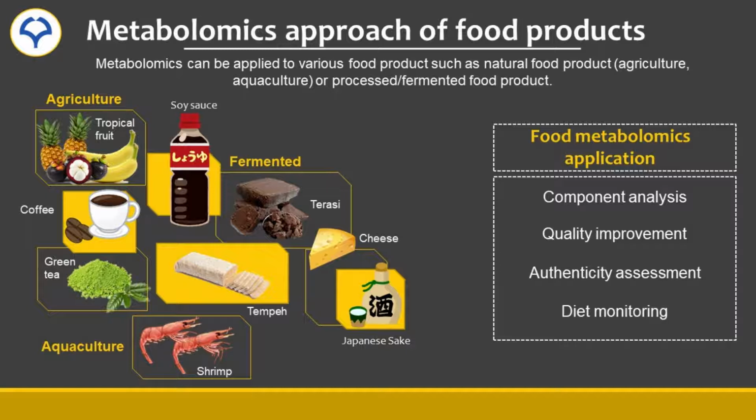Metabolomics approach can be applied to various food products. This includes natural products from agriculture and aquaculture to processed food products such as fermented food and chocolates. Application of metabolomics to these products can let us do component analysis, quality improvement, authenticity assessment, and also monitoring the diet.